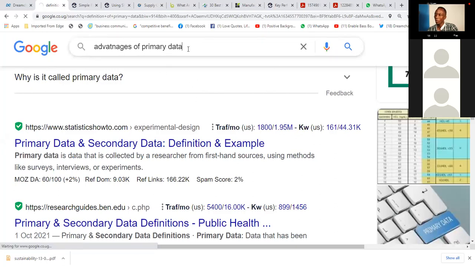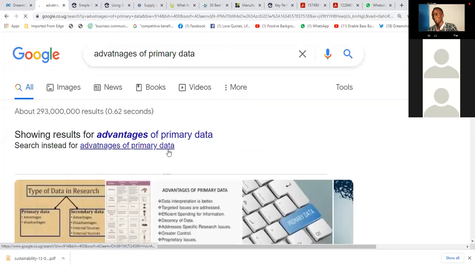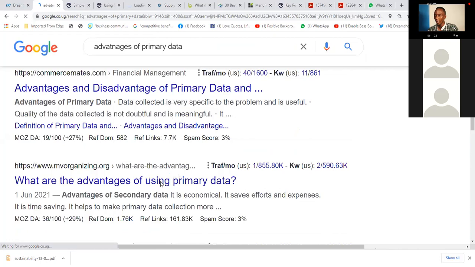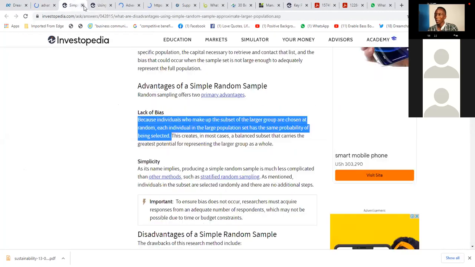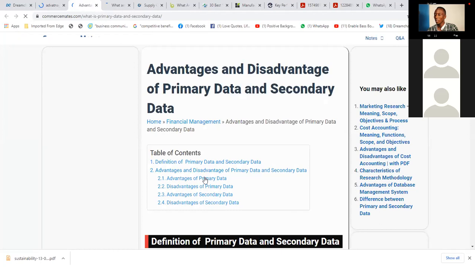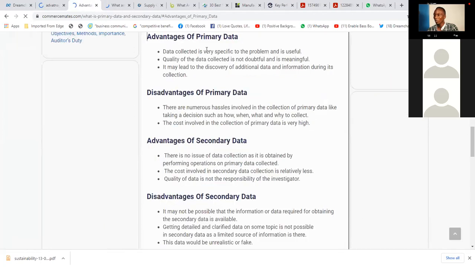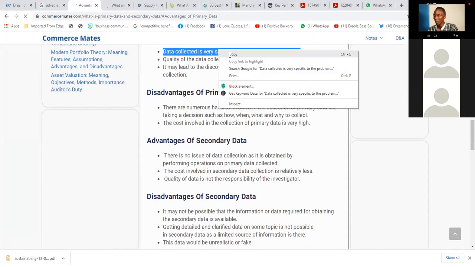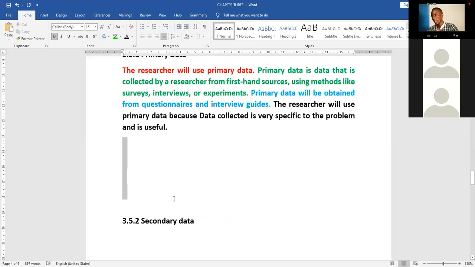Just hold on a minute. Then for the advantages, you can get one. You can open this or this one, because you need just small things. Don't put very many things. You need small paragraphs, because remember this is chapter 3, so you don't have to put very many things. So I can take this just like this. I've copied it, then I come back to our work and paste it there. Full stop.